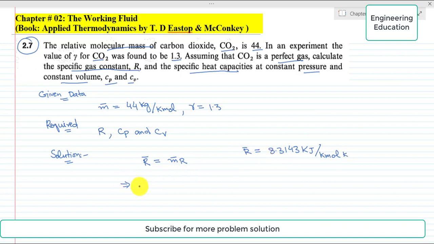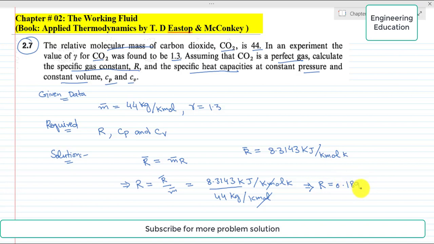Now to find the value of R, we simply rearrange this expression. R is equal to R bar by m bar. Putting the values, R bar is 8.3143 kilojoule per kilomole per kelvin, divided by the value of m bar, 44 kilogram per kilomole. So the kilomole will cancel, and we get the value of R: R is equal to 0.189 kilojoule per kilogram per kelvin.